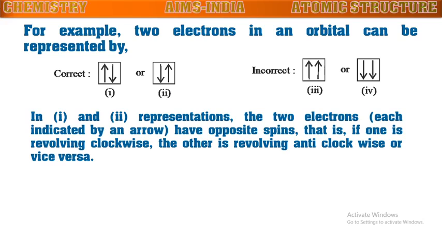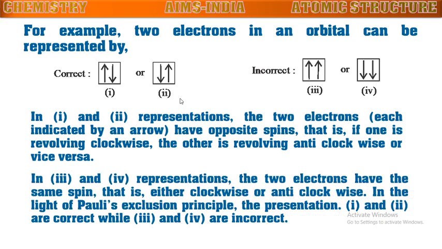In representations 1 and 2, the 2 electrons have opposite spins. That is, if one is revolving in the clockwise direction, the other is revolving in the anti-clockwise direction. So these 2 will be correct. In the 3rd and 4th representations, the 2 electrons have the same spin, either clockwise or anti-clockwise. So according to Pauli's exclusion principle, representations 1 and 2 are correct, because both should have opposite spins, and the 3rd and 4th representations are incorrect.